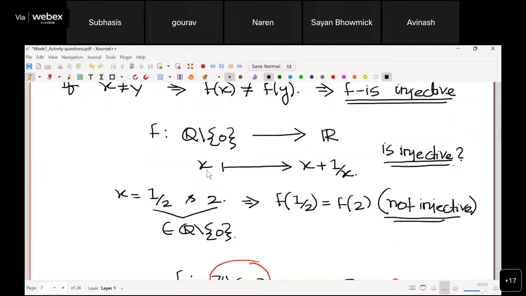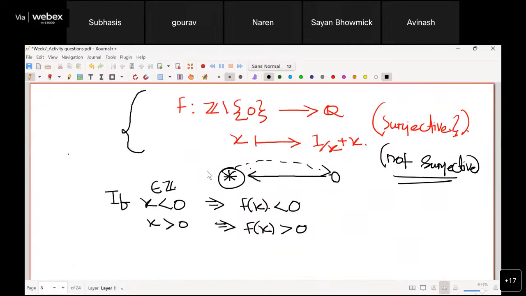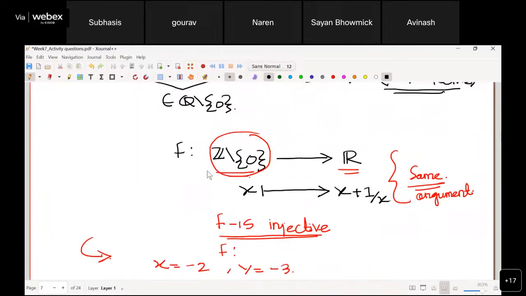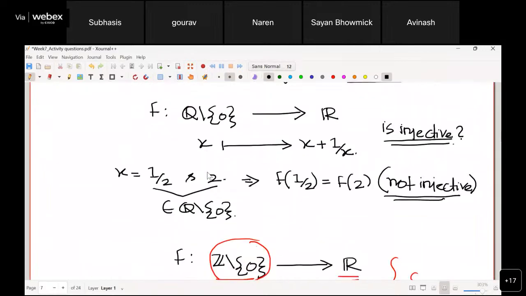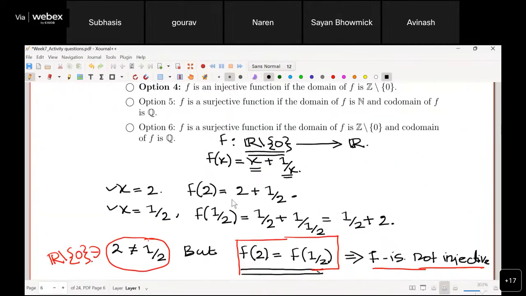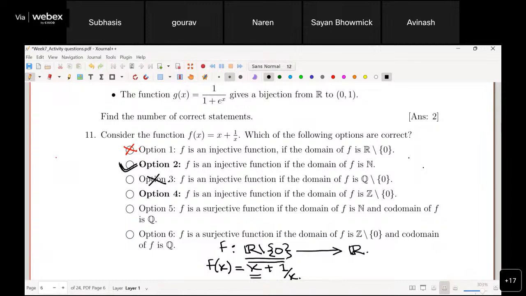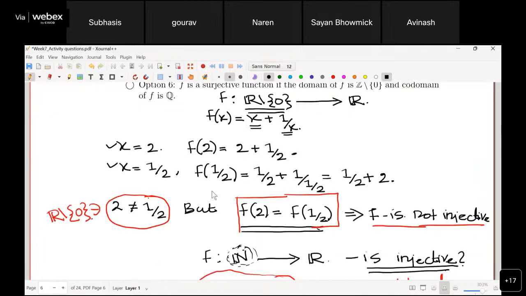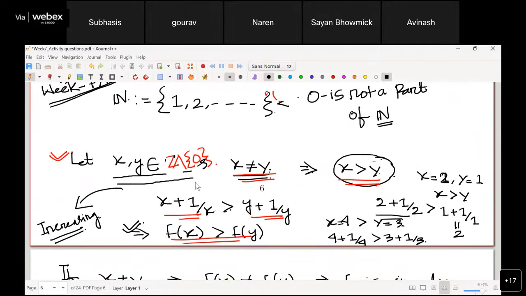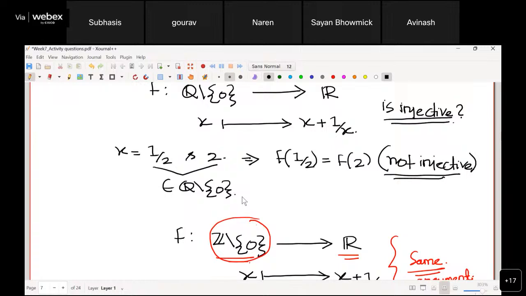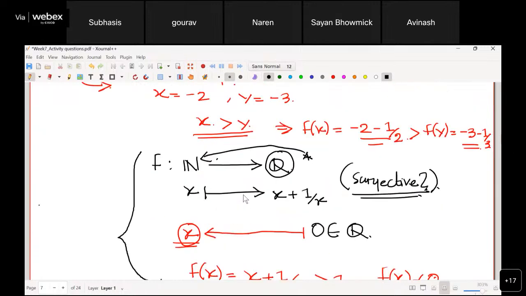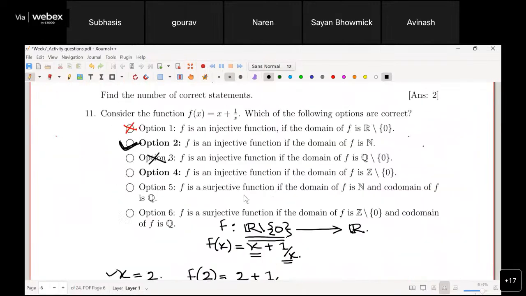Basically, I didn't solve option 4. I gave some argument for option 2, and the same procedure you can apply to option 4 as well. The method for option 2 and option 4 is the same.